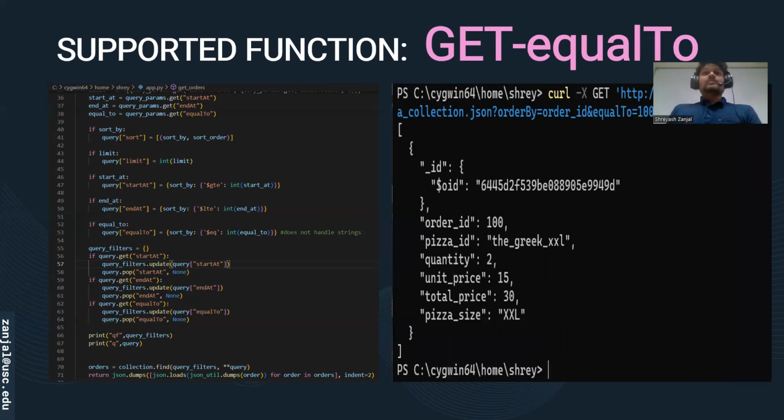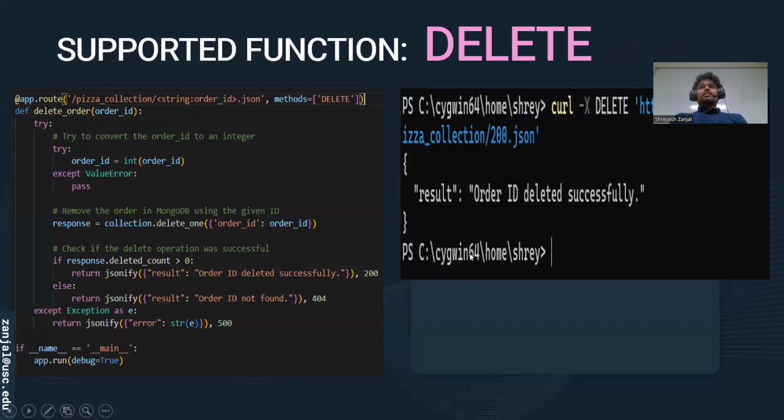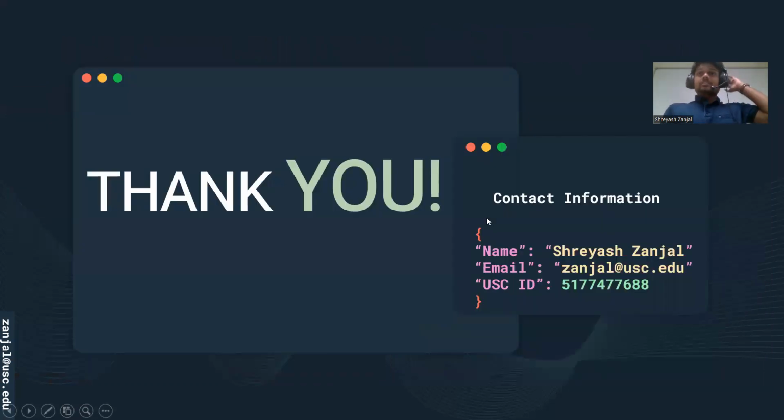And the next is equal to. While we provide equal to, you have to again order by order ID. When I say order ID equal to 100, it would give me the document which has order ID 100. So those are the get filtering functions. The last functionality that I would be showing you is the delete function. When you do curl -X DELETE and pass the ID that you want to delete, it would acknowledge and tell you that the order ID is deleted successfully. If the ID is not present, it would say that the order ID is not found. So this was the delete command that was executed.